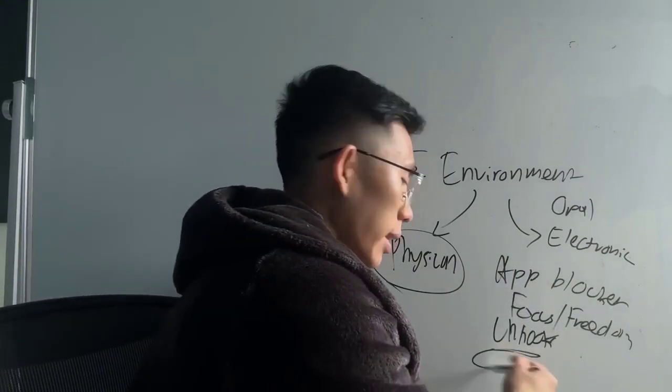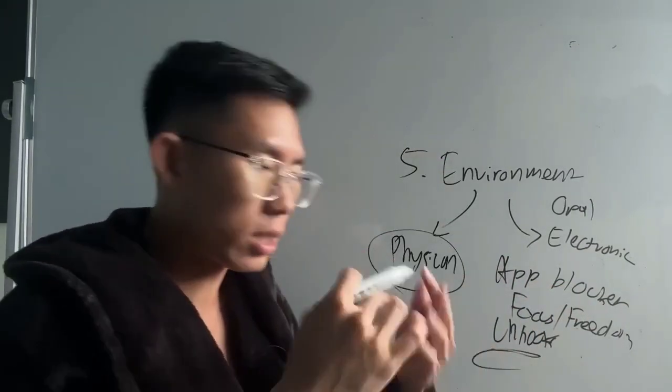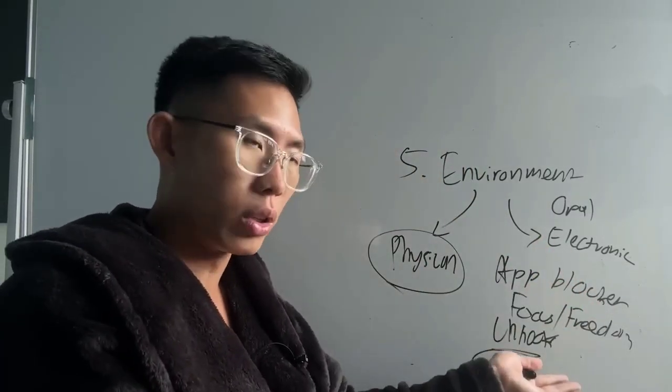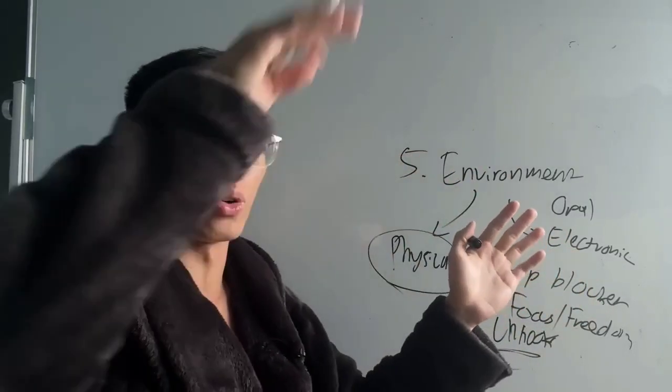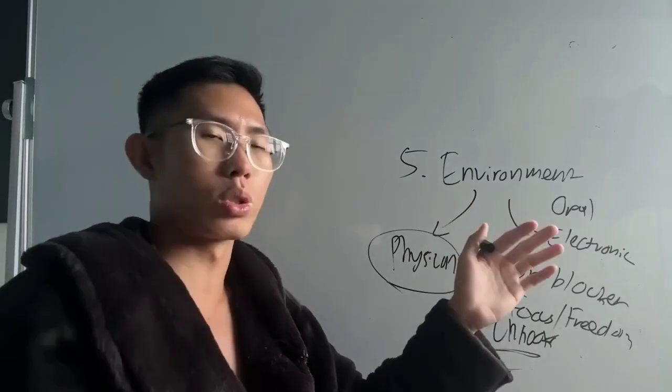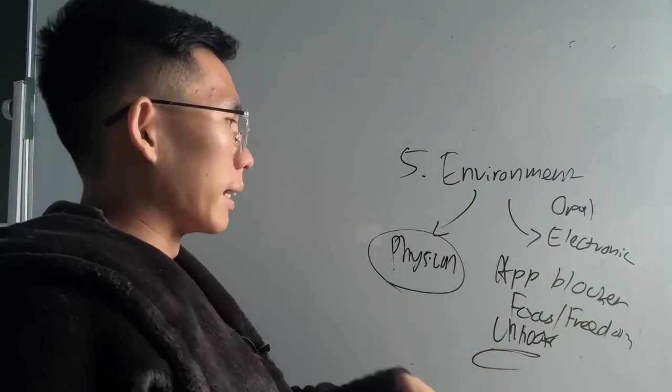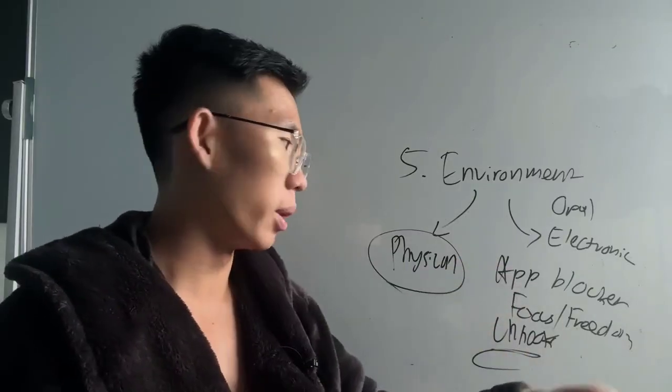So what Unhook does is that it removes the homepage, right? It doesn't really remove the homepage, but if you go to your homepage with Unhook turned on, you realize that there are no videos on your homepage, right? So you can only use YouTube for business or whatnot, right? So that is basically your electronic environment, right?